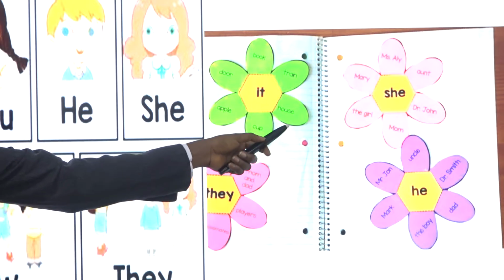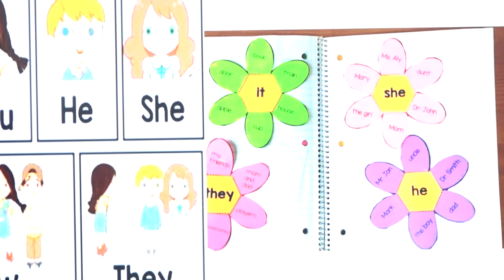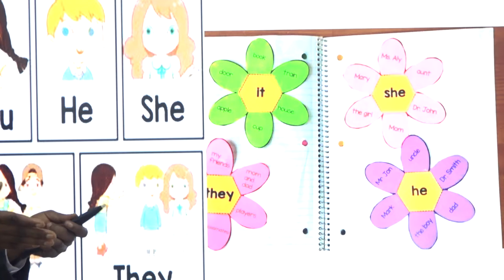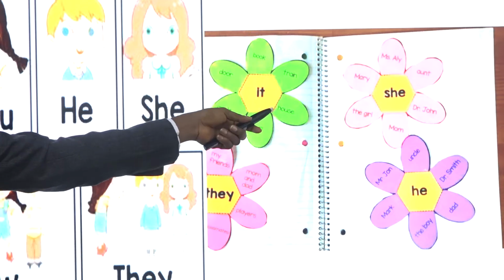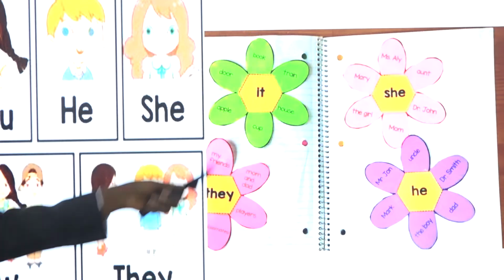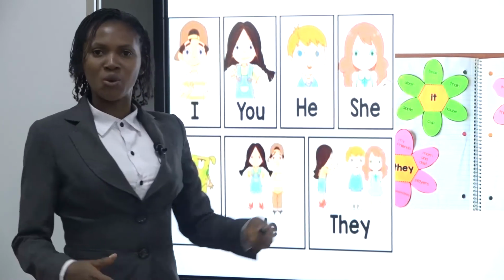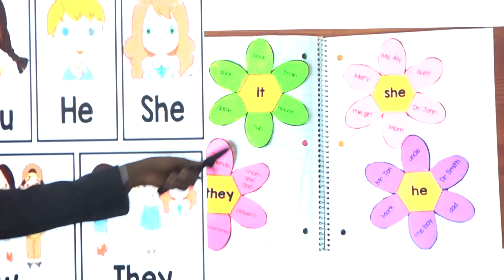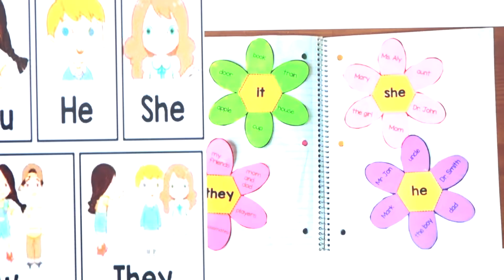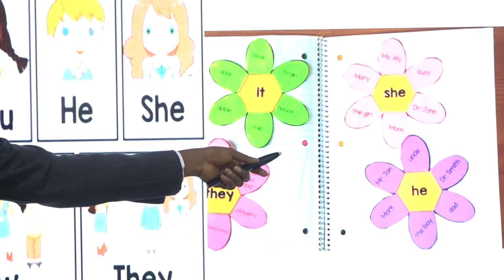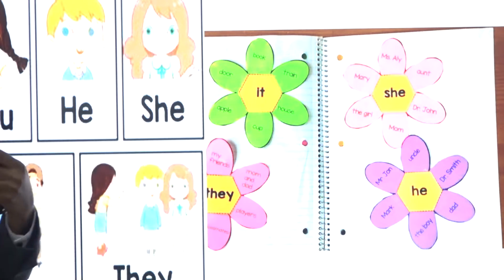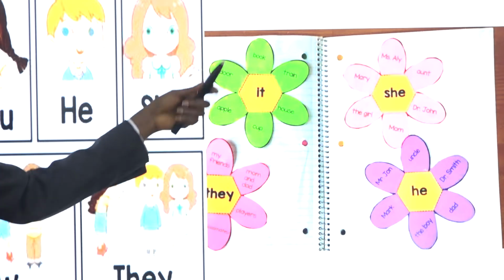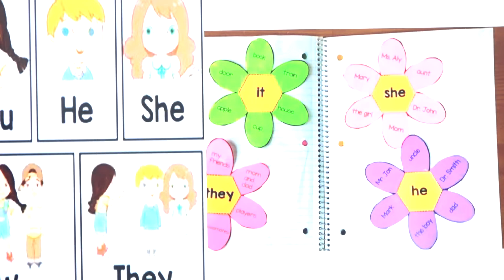We also have she. We use she to replace one person, but it must be female. For instance, instead of saying Mary, we use she. The girl, we use she. Mom, we use she as a pronoun. Dr. John, we use she. And Mrs. Ali, instead of saying Mrs. Ali, we can say she.